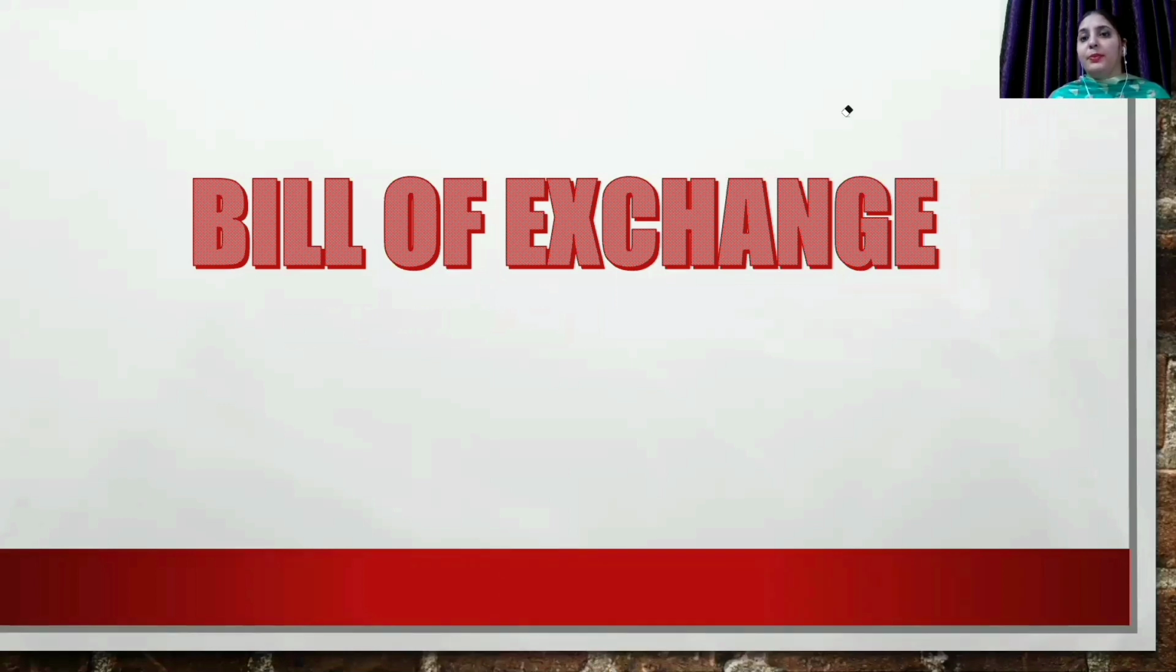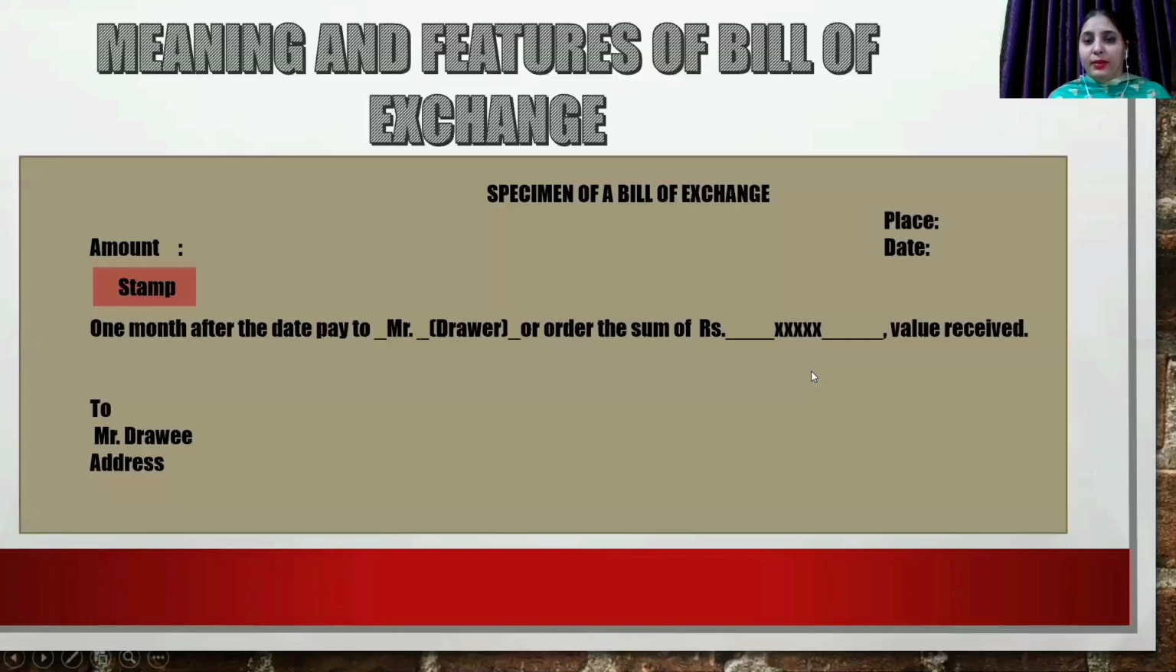Now, how does this bill look? This is the specimen of the bill. On the very right, you will write the place, that means the address of the drawer, the date of drawing the bill, and the amount of the bill in numbers. It should be duly stamped, and the statement to be written is: 1 month after the date, pay to Mr.